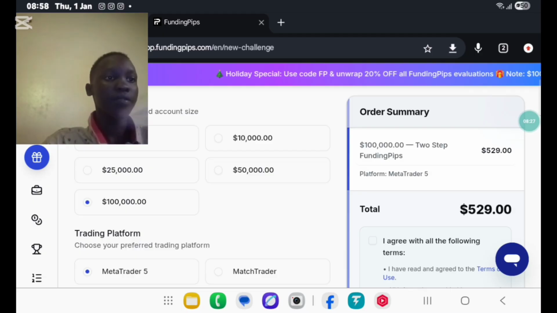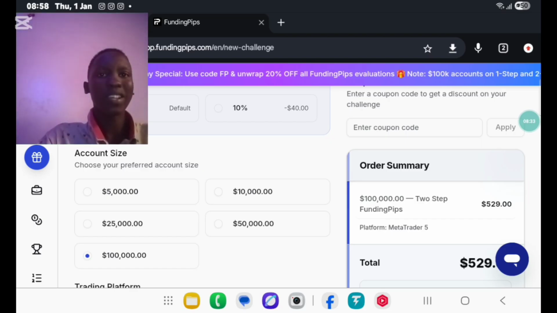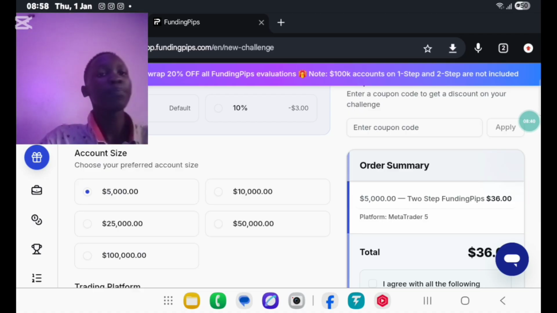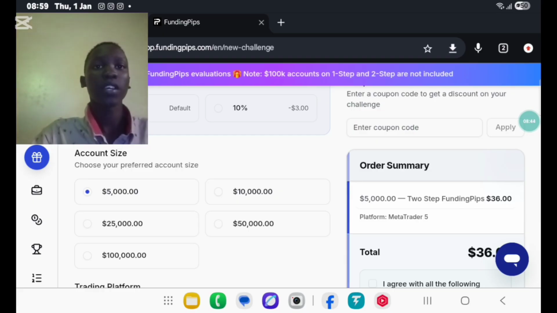200 dollars, then $500. So they all have different prices. If you're a beginner, I'll encourage you to start with a smaller one because it's easier to deal with smaller numbers than a bigger one. And we shall be doing a challenge, by the way, of passing a 5K account, and I want to show you guys how I'll pass it in 2026.